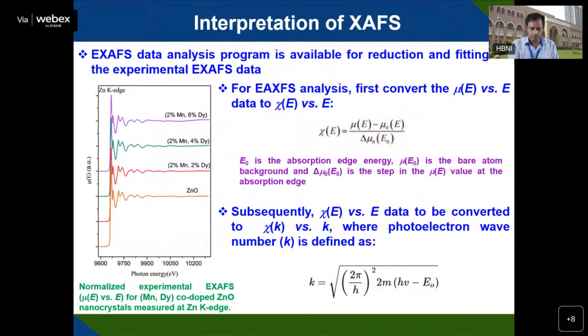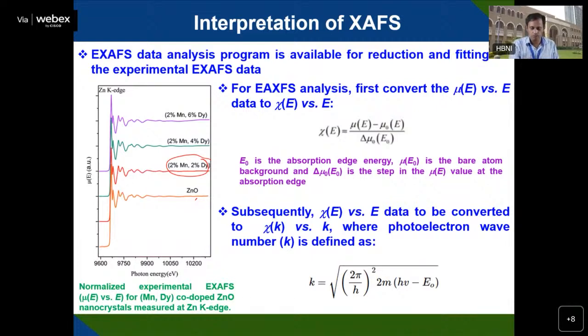So here I have one example I have shown. You can see this is the normalized experimental EXAFS spectra of the zinc K edge of a ZnO material. This is ZnO, this is 2% manganese and 2% dysprosium doping, and this is 6% dysprosium doping. Here you can see how the absorption edge changes.